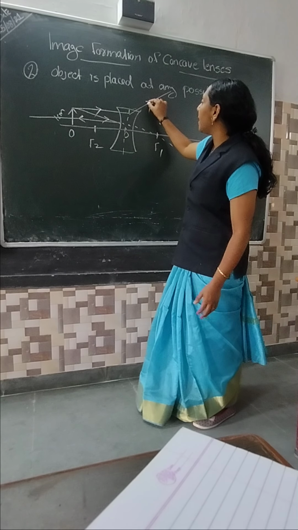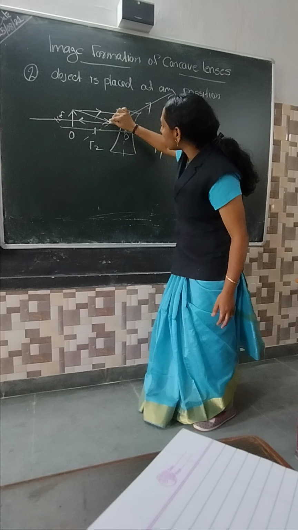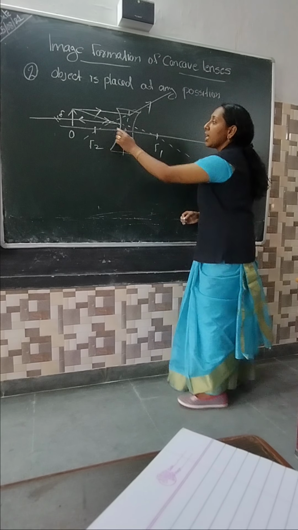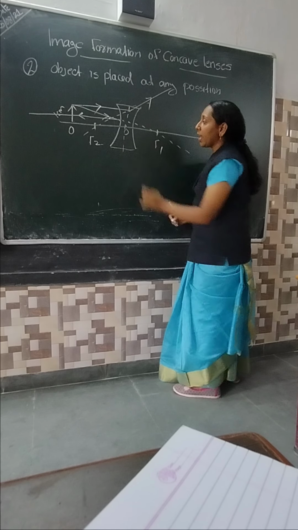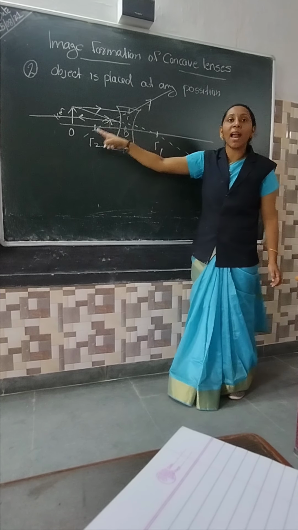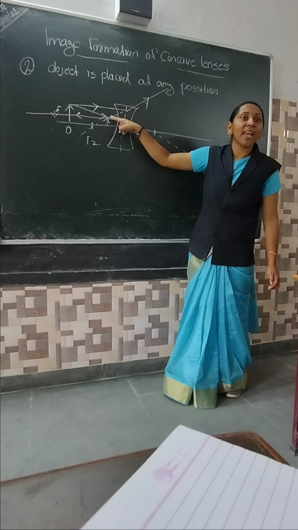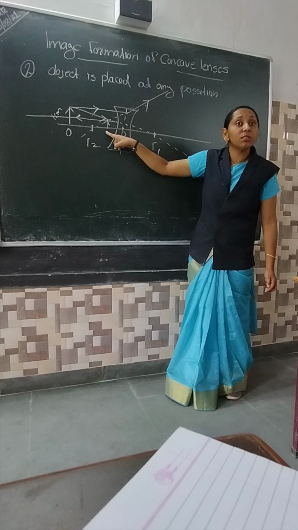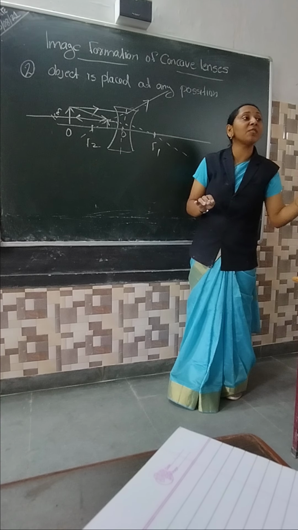So this is my divergent ray in case number 1. I am just extending that ray. You can see one intersecting point in between O and F. Understood by everyone? Yes. Okay. So this is my image. The image is formed in between O and F, above the principal axis, and the size of the image is reduced. These properties are common in all cases wherever the object is placed.